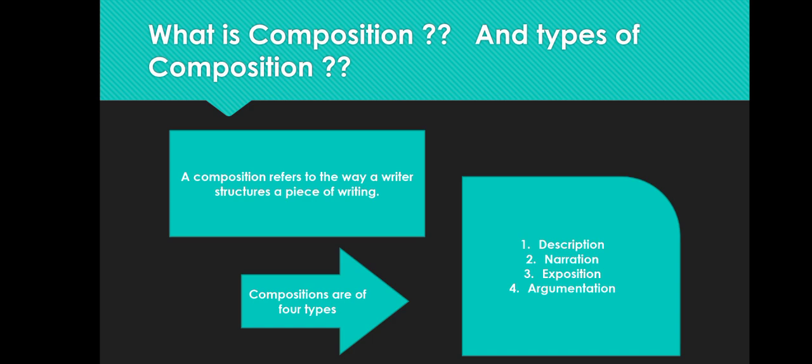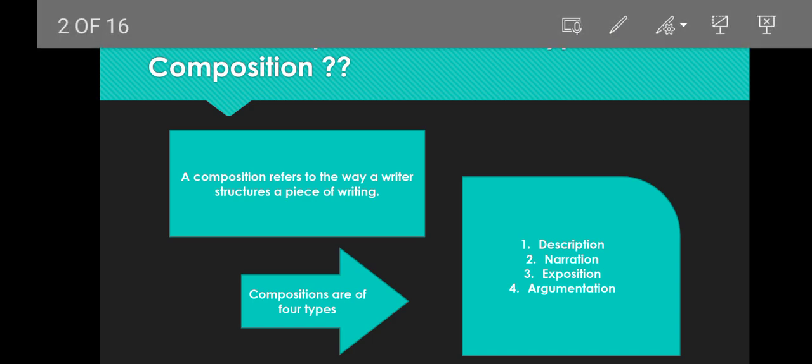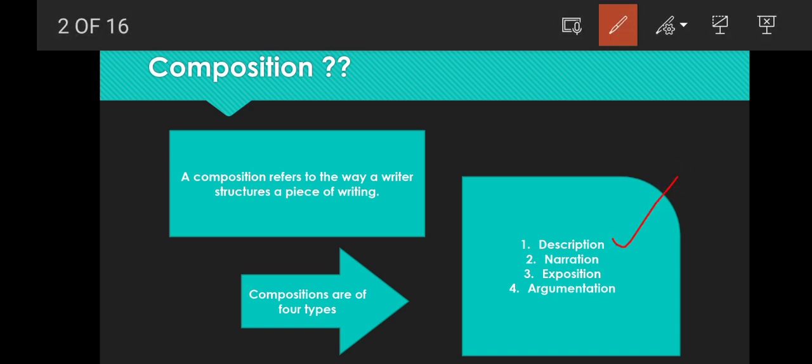So compositions are of four types. If we talk about the types of composition, it is of four types. The first is description. Okay, next is narration, then exposition, then argumentation, right? So we have four types of composition. The first is description. What is the meaning of description?